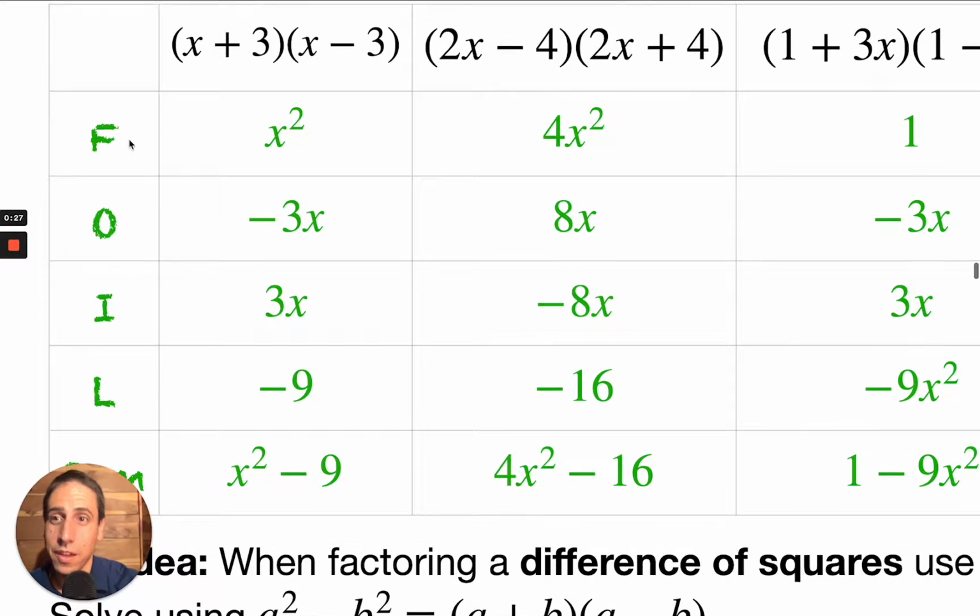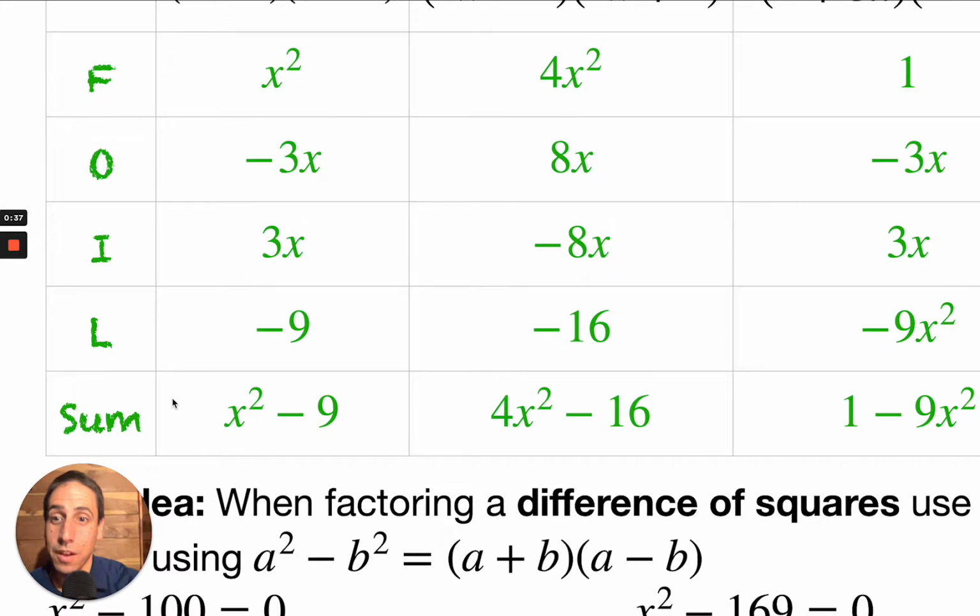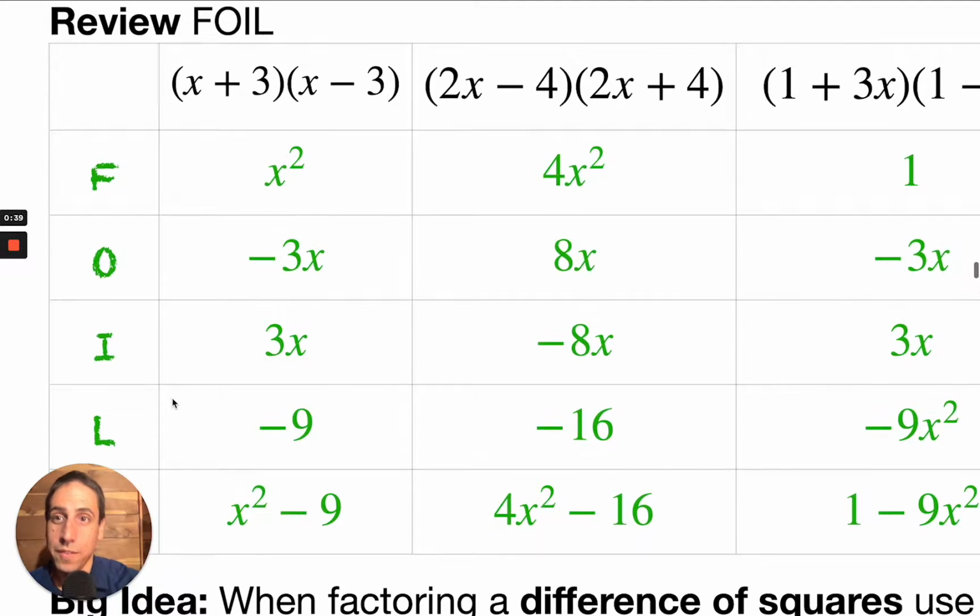There's so much of it that, in fact, in the table, this entire first row is going to be F, first. The entire second row is going to be O, outside. I is inside here, L, and then the sum is going to be down here, the very last row. So let's start with x plus 3 and x minus 3.